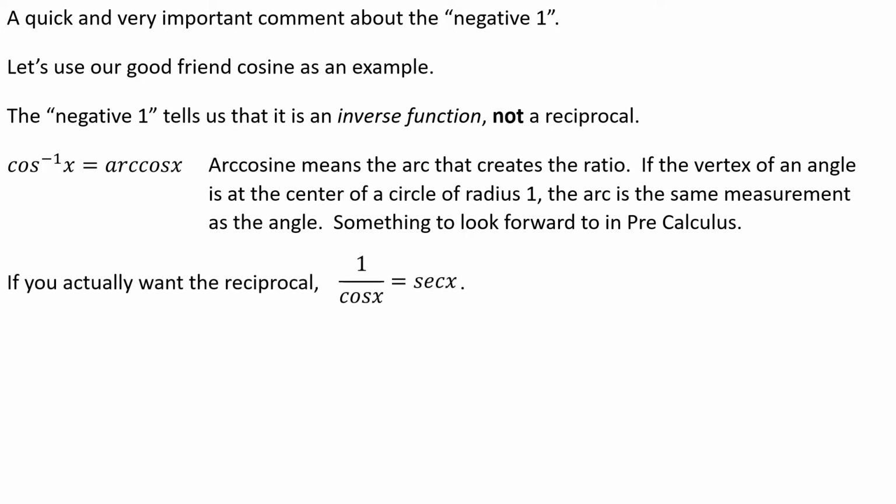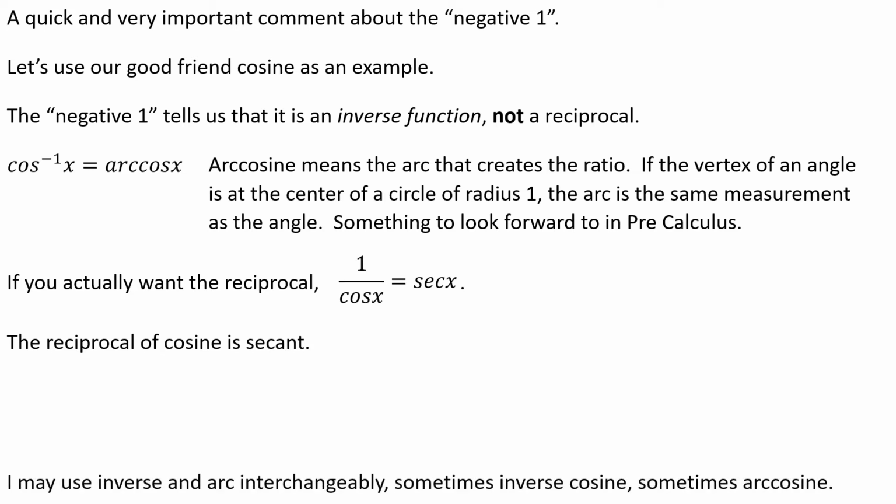If I did want the reciprocal, 1 over cosine of x, that would be secant of x. The reciprocal of cosine is secant. That's not what we're talking about with that -1. With that -1, we're talking about the arc cosine. Sometimes I might say inverse cosine, sometimes I might say arc cosine. They mean the same thing.